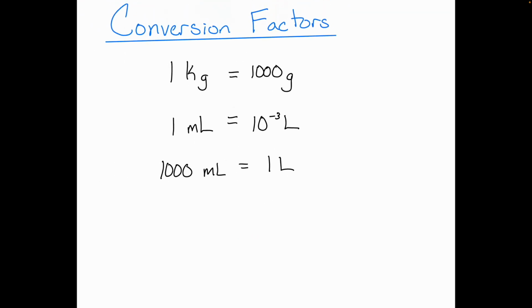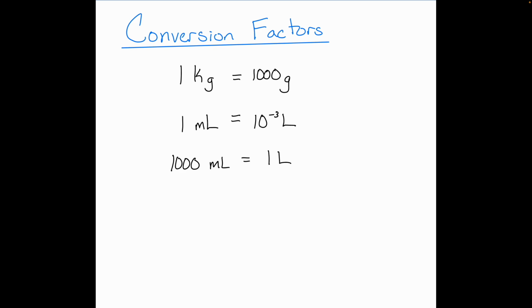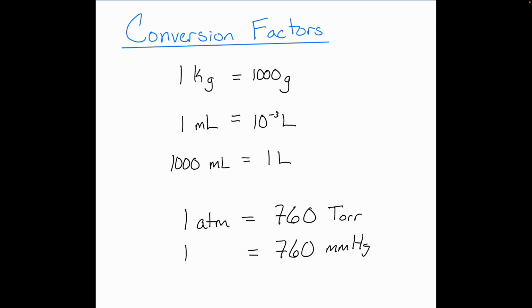Okay? And then the other one that was quite surprising is that they expect you to know that 760 number for your pressure conversions. That 1 ATM is equal to 760 torr, which is the same thing. Torr and millimeter mercury are the same. So that's the same thing as saying 1 ATM equals 760 millimeter mercury. They expect you to have that one down. Cool.